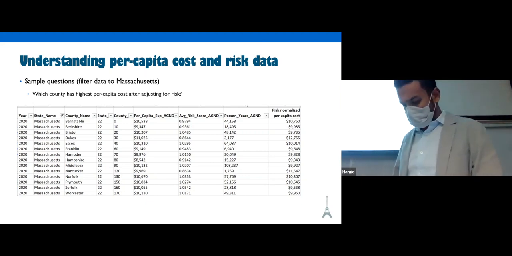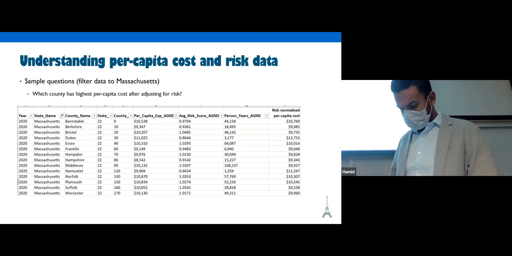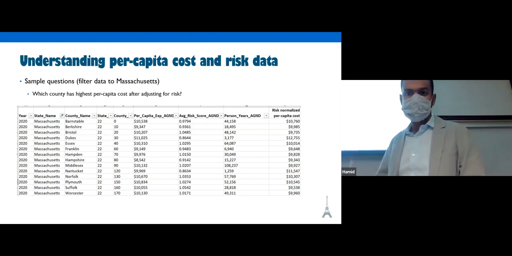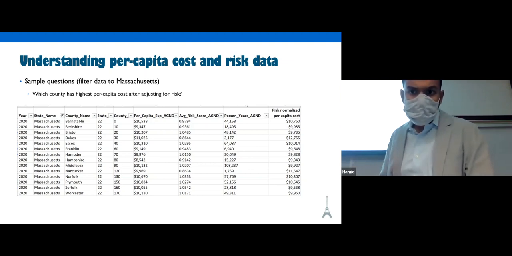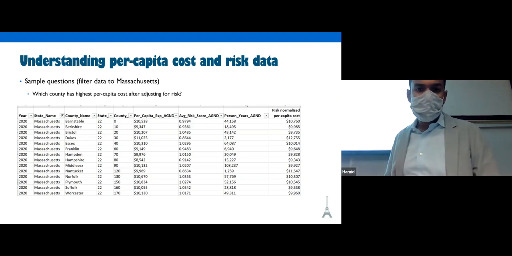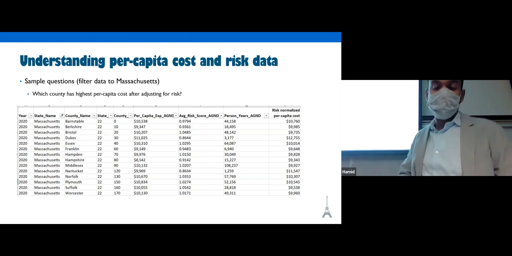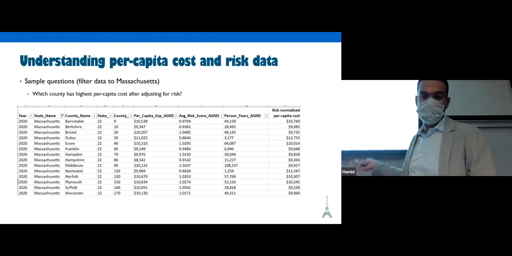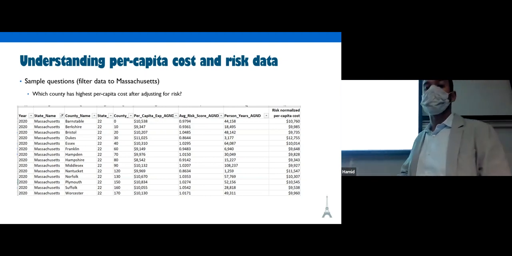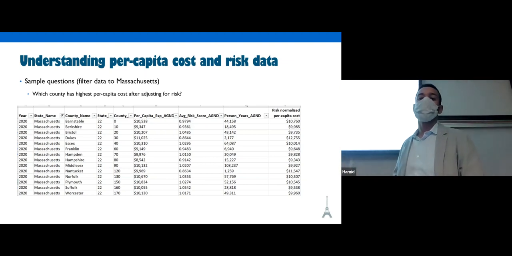Tell me more. Why do you think it's Berkshire? Well, because it's like 93.47 and 0.936. So that could be around $93. I don't have a calculator here. Okay. Thankfully, the risk normalized per capita cost is right on the screen. So Berkshire County has a risk normalized cost of $99.85, right?